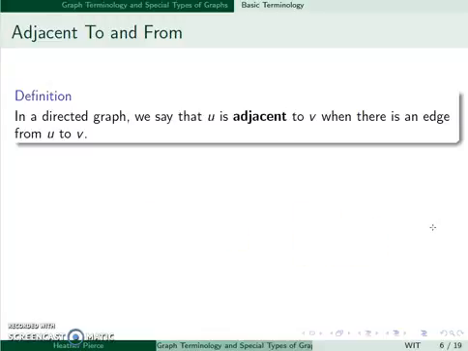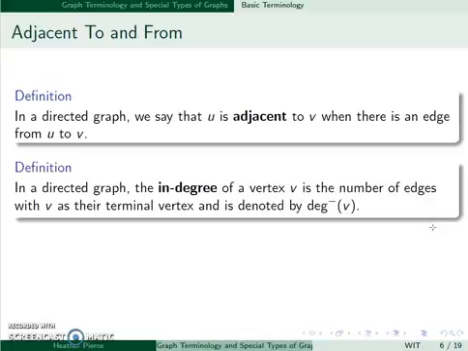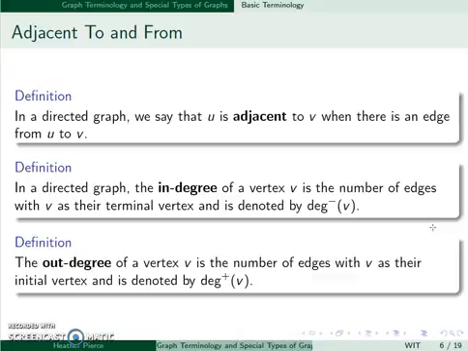With the directed graph, we'll say that U is adjacent to V when there is an edge from U to V. So it's only adjacent if you start at the first point and then end at V. We have two different types of degree with directed graphs. The in degree of a vertex is the number of edges with V as their terminal vertex, denoted by deg minus of V. And then the out degree is the number of edges with V as their initial vertex. So this is deg plus of V.